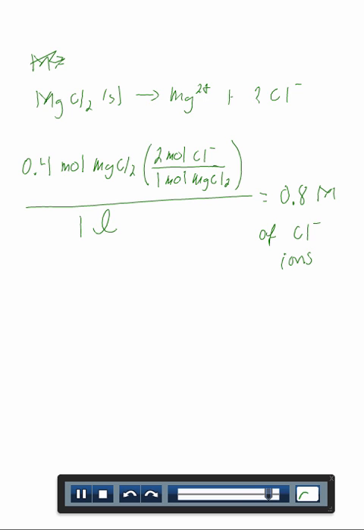So we don't always have to go through this calculation, because we can easily see that there is a 2-to-1 ratio, 2 chlorine minus ions for every 1 magnesium 2 plus. So if this is 0.4 molar, then chloride minus ion would have to be double that, or 0.8 molar.